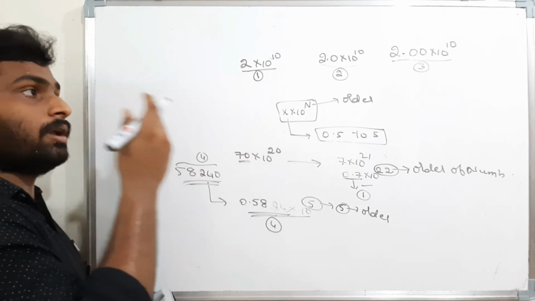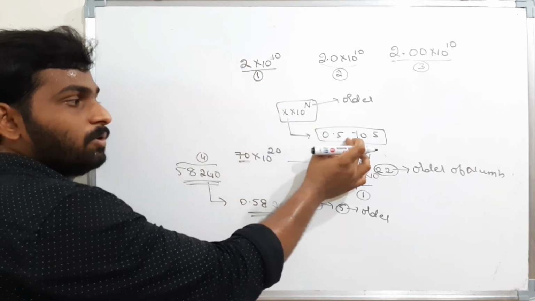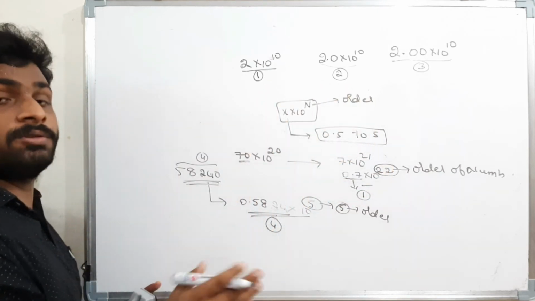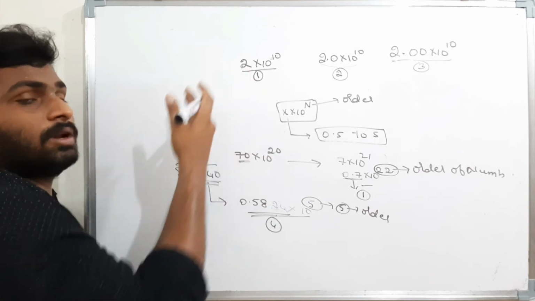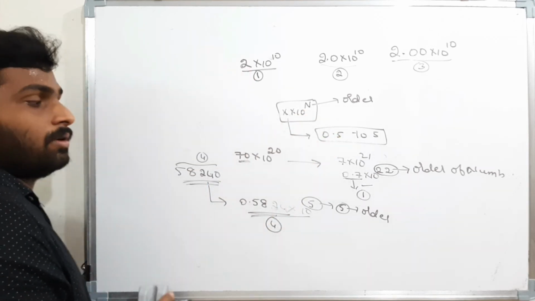Therefore, if you have any confusion, just convert into this form where x value lies between 0.5 to 5 and where n gives the order of the number. Sometimes they will ask in the questions, what is the order of the number? If you want to find the order, you have to convert into this form. Okay.